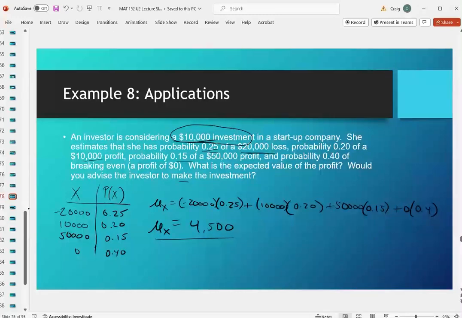Okay, and so if you invest $10,000, you can expect that you'll make a profit of about $4,500. There's a chance you might not at all. But if this were to happen over and over and over again, you would find that it would level out to $4,500 for each person who invested 10,000. They would make that much money. Okay, because this is what we'd expect based on the probabilities.